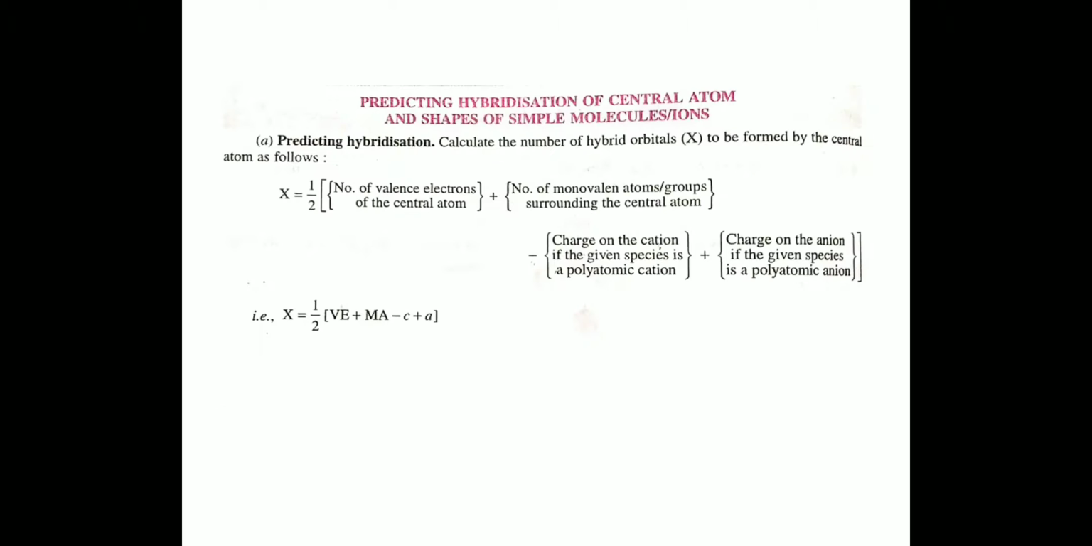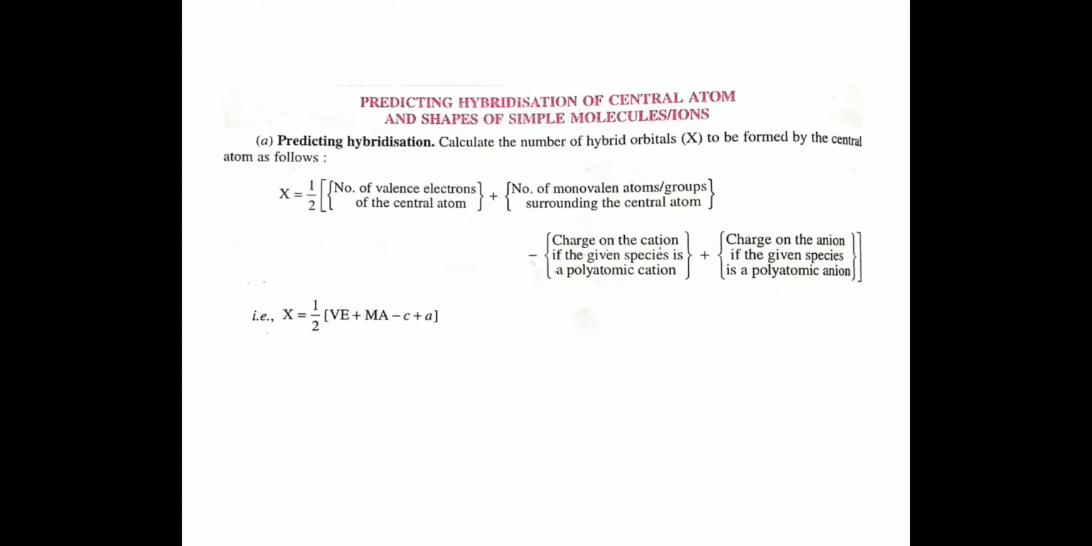Now, since we have learned a few things about hybridization, it's our turn to learn how to calculate the hybridization, because it is not always possible to memorize the hybridization of a given molecule. So we will definitely have to know how to calculate it. Here is a very simple formula. Predicting hybridization: calculate the number of hybrid orbitals x to be formed by the central atom as follows. Please note that while finding the hybridization of a given molecule, we always find the hybridization of the central atom.